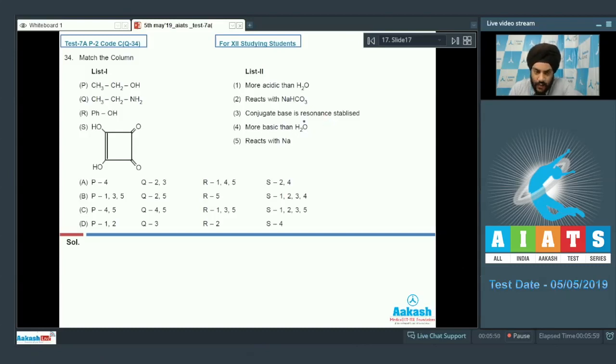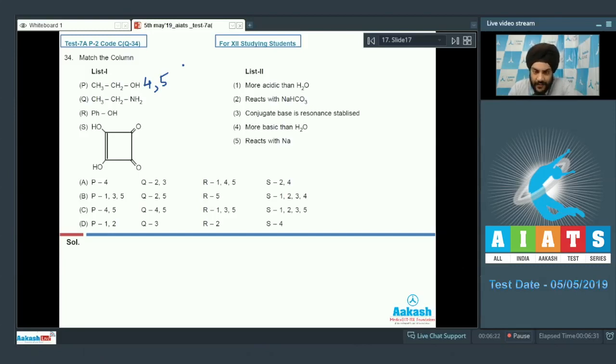It is more basic than H2O, this is correct, students. Because of the induction effect of the ethyl group, the ethanol will be more basic than H2O. So 4 will be a match, and ethanol also reacts with Na to form EtONa, and H2 is liberated. So 4 and 5 will be matched with the P option. If you talk about ethylamine, ethylamine is not more acidic than H2O, 1 will not be a match. Ethylamine does not react with sodium bicarbonate, this is also not a match.